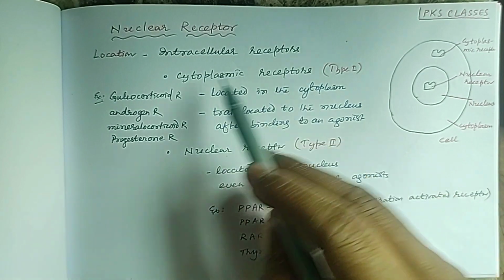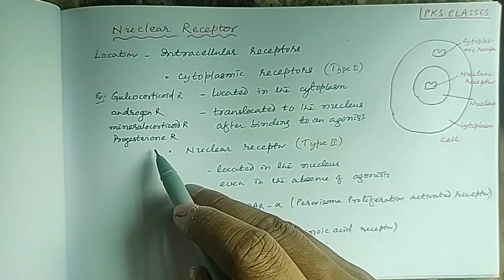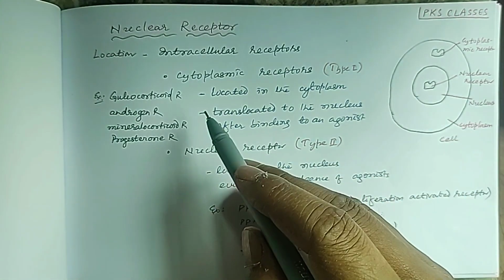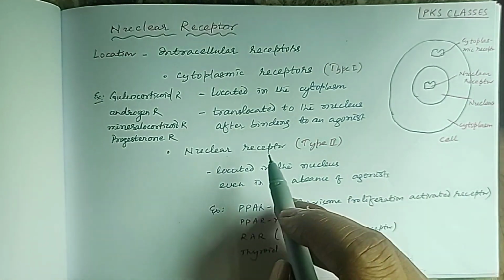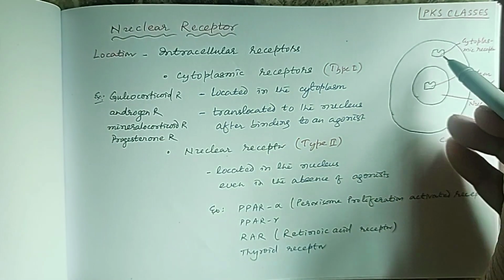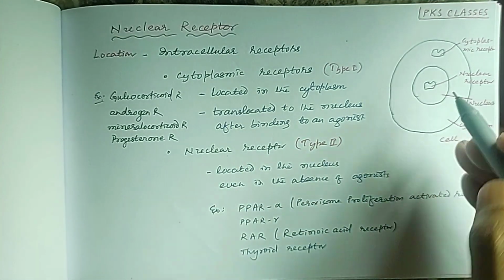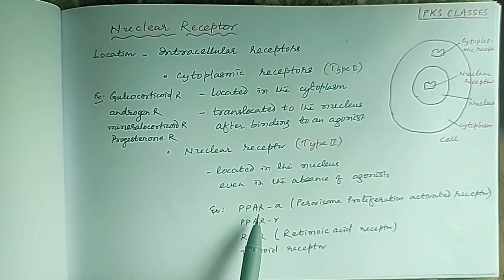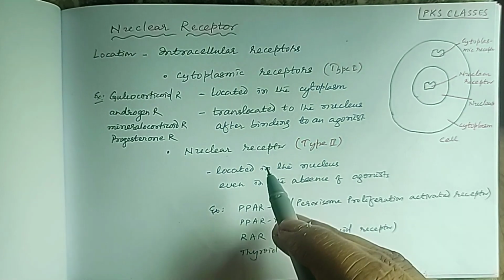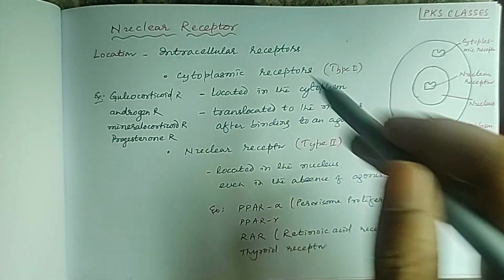Examples of cytoplasmic receptors are glucocorticoid receptor, androgen receptor, mineralocorticoid receptor, progesterone receptor. All are examples of cytoplasmic receptors, where an agonist like glucocorticoid binds to the glucocorticoid receptor and it will enter into the nucleus. And nuclear receptors are located in the nucleus. For example, peroxisome proliferator activated receptor alpha, PPAR gamma, retinoic acid receptor, thyroid receptor. These are some of the examples of receptors which are located inside the nucleus. All are examples of nuclear receptors.